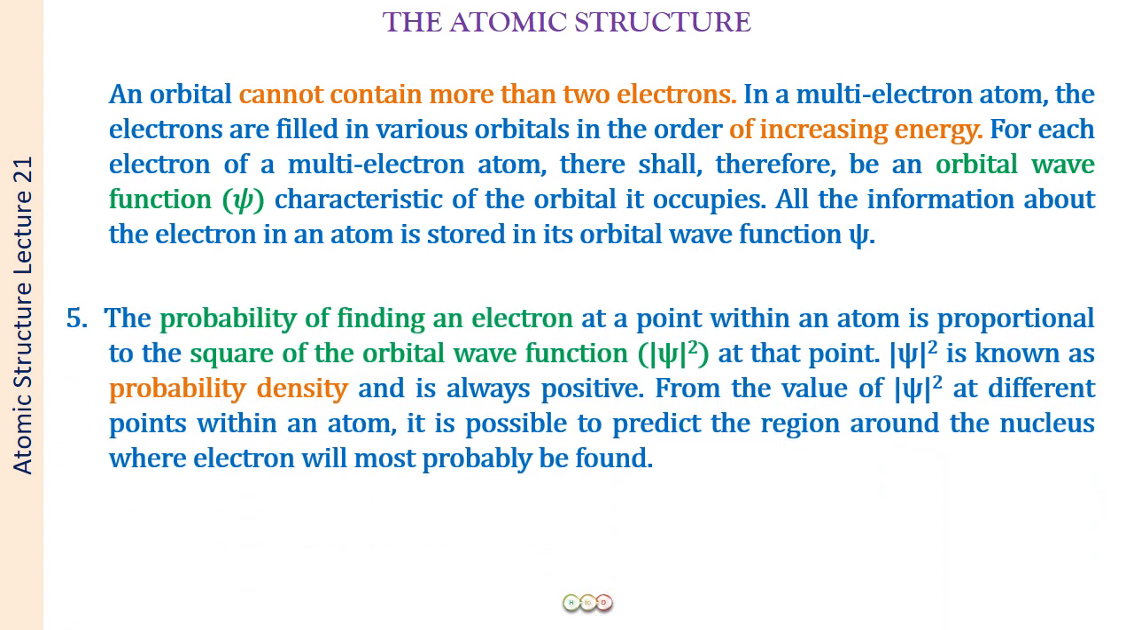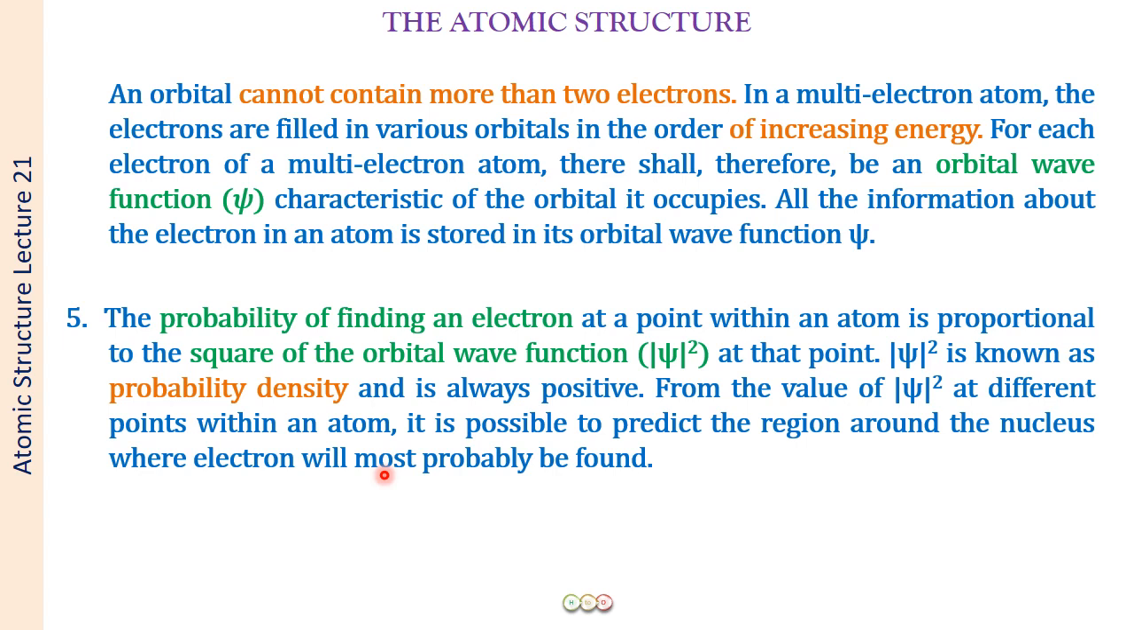The probability of finding an electron at a point within an atom is proportional to the square of the orbital wave function, psi square, at that point. Psi square is known as the probability density, and this is always positive. Okay, because this is mod of psi square, it is always positive, and from the value of psi square at different points within an atom, it is possible to predict the region around the nucleus where the probability of finding the electron is going to be maximum.